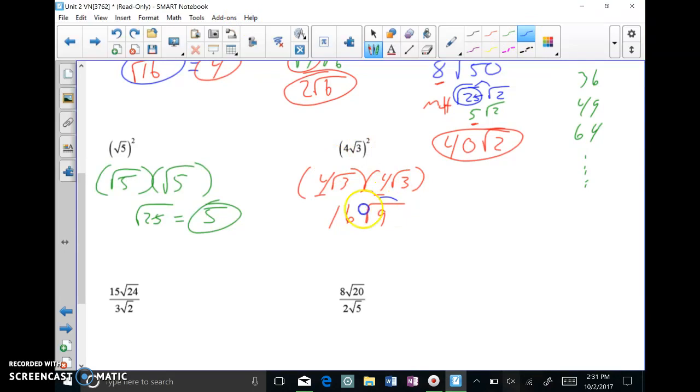But whenever you're squaring a radical, you're going to get a rational number, one that's from your list of squares. And so the square root of 9 just comes out to be 3. And 16 times 3 may need a little calculator help, but it comes out to be 48.